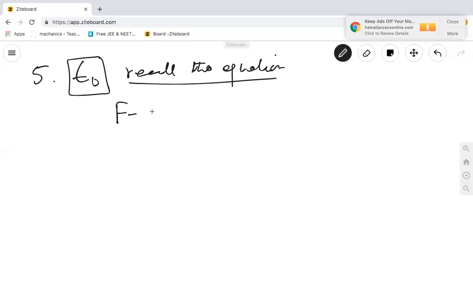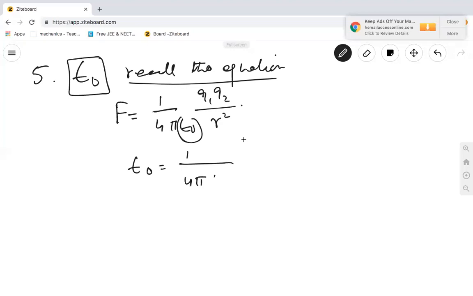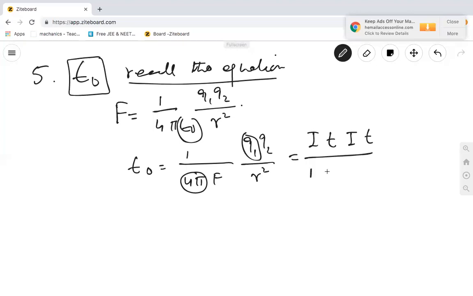F is equal to 1 by 4 pi epsilon naught Q1 Q2 by R square. 12th class students know this equation. Now what is epsilon 0? Put epsilon 0 here. It's 1 by 4 pi F Q1 Q2 by R square. 4 pi is dimensionless. Q1 is current into time. Q2 is also current into time. Force is MLT minus 2, if you remember it now. R is radius, that is nothing but length, L square.